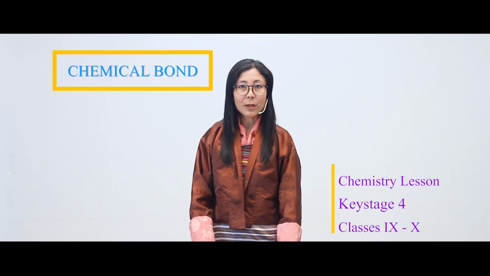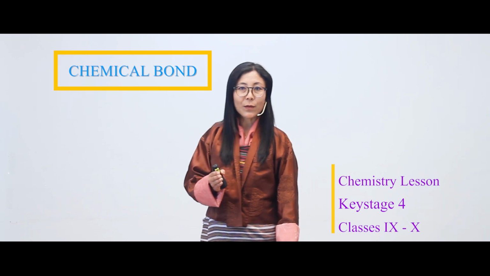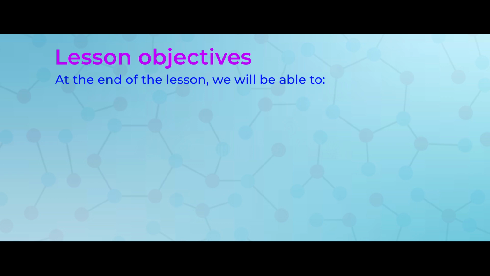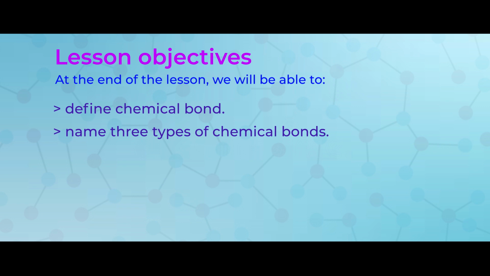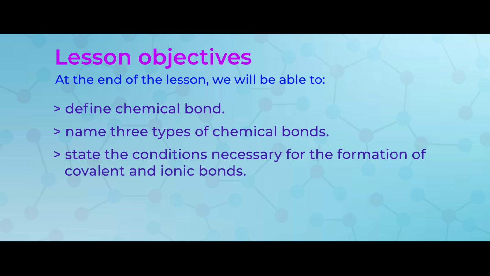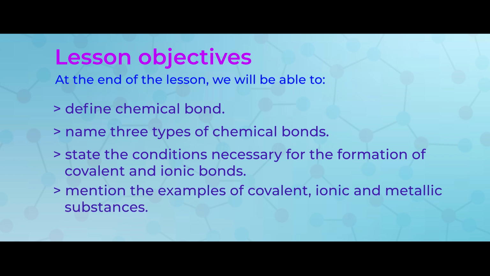Today I will be presenting to you a lesson on chemical bond for Key Stage 4, that is for classes 9 and 10. Before I start my lesson, let me introduce to you the lesson objectives. At the end of the lesson, we will be able to define the chemical bonds, name the three types of chemical bonds, state the conditions necessary for the formation of covalent and ionic bonds, and mention the examples of covalent, ionic, and metallic substances.